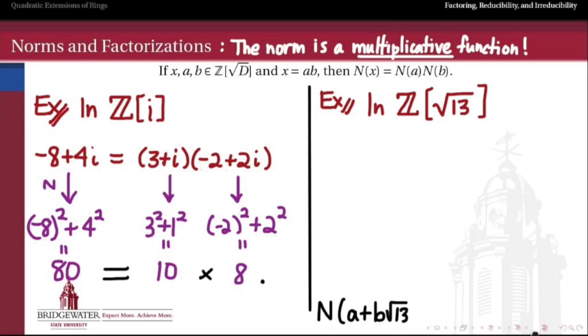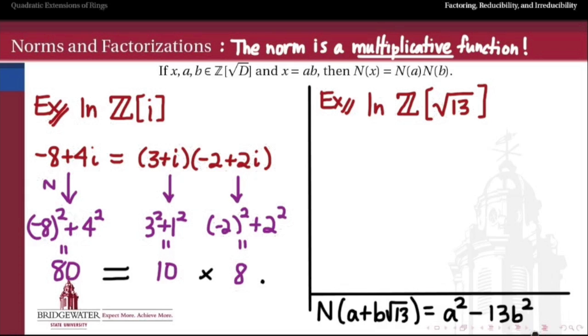Let's take the quadratic extension by the square root of 13 of the integers. The norm in this quadratic extension ring is going to be the product of a plus b square root of 13 by its own conjugate. When we simplify that out, we end up with a squared minus 13b squared. Again, remember the norm, even though it takes in a funny looking quadratic number as its input, will always output an element of the base ring, which in this example is the integers. So a squared minus 13b squared is going to be a nice friendly integer.